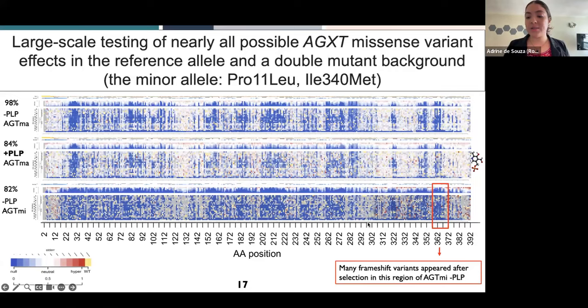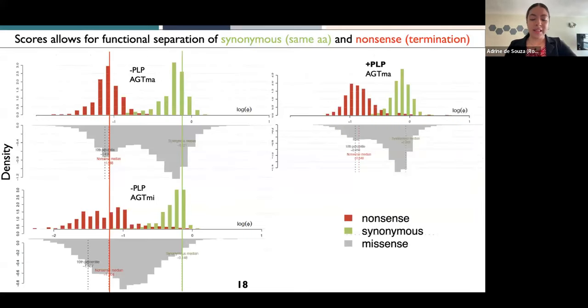And this last region of the minor allele actually shows a lot of variants that are working more than the wild type. So we want to make sure that this is a real finding. So I'm going to retest this map to make sure whether this is actually an adaptation or if it's real.